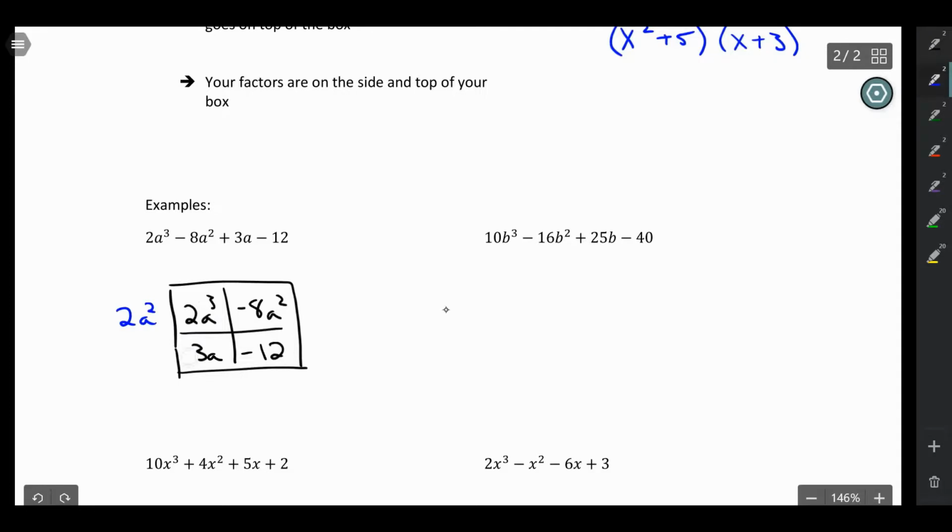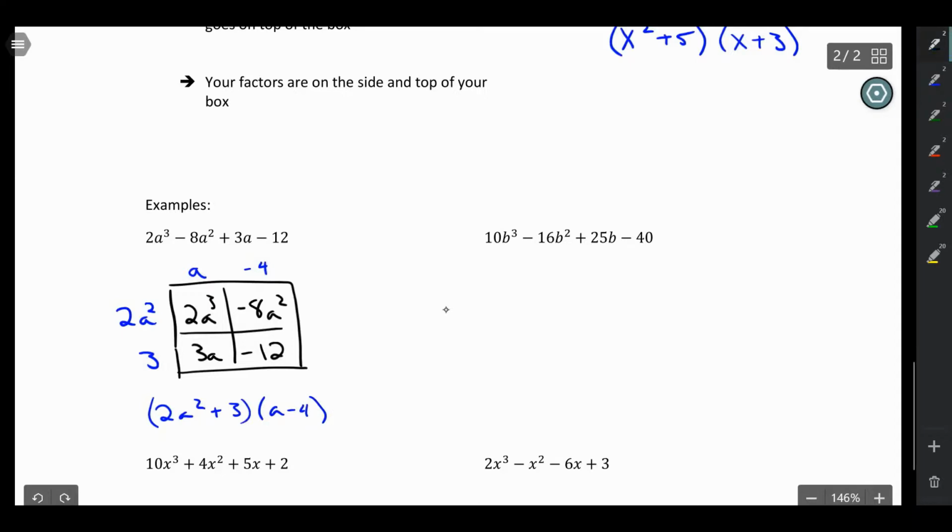Looking for that greatest common factor across the bottom, I can divide 12 by 3, so that's what I'll pull out. And then we're looking for what's left. Well, what else do I need to get to 2a cubed? I need an a. What else do I need to get to negative 8a squared? I need a negative 4. Let's double check. 3 out of 3a, do I need another a? 3, negative 12, do I need a negative 4? So there's our factors. 2a squared plus 3 and a minus 4.